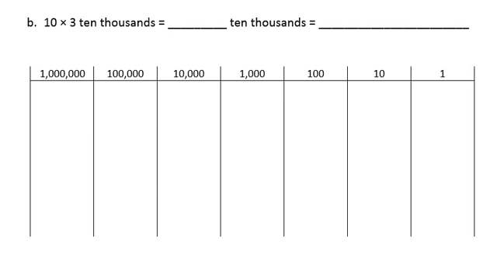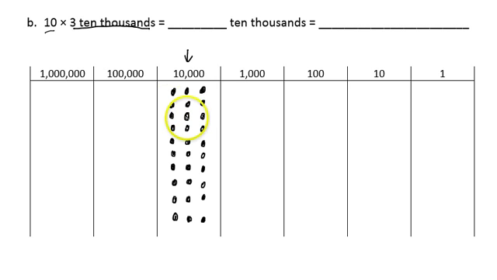Let's look at another example. This problem says 10 times 3 10,000s. So I'm going to start by drawing my 3 discs in my 10,000s place. Here's the 10,000s place. Here are my 3 discs. Now let's multiply each of those by 10 by making each one 10 times greater. And this is what that looks like. Now how many 10,000s do I have in that section? Well, I have 30. I started with 3, but then I multiplied each one by 10. So I have 30 10,000s.